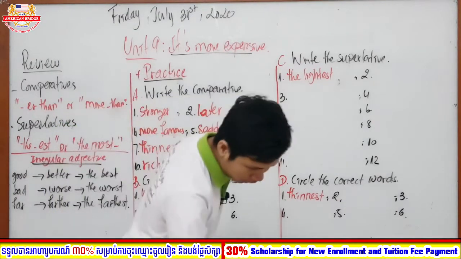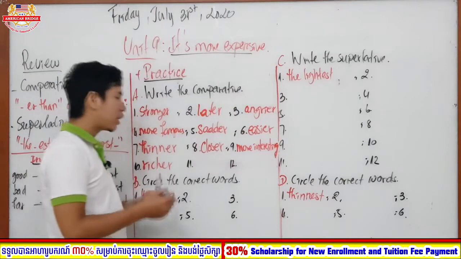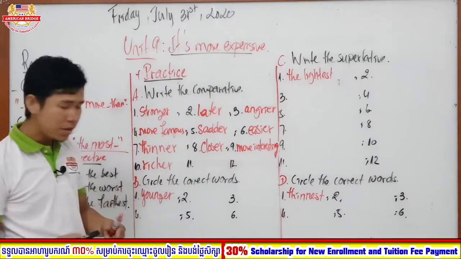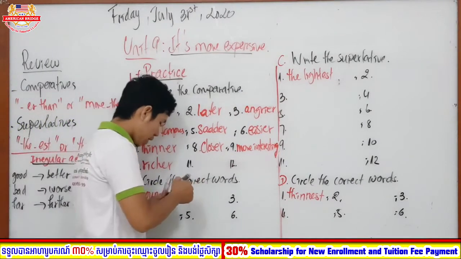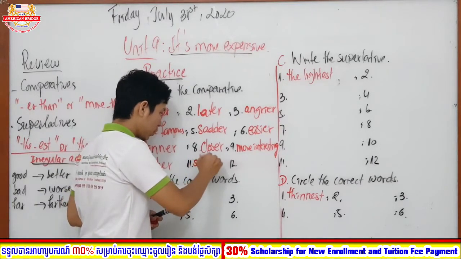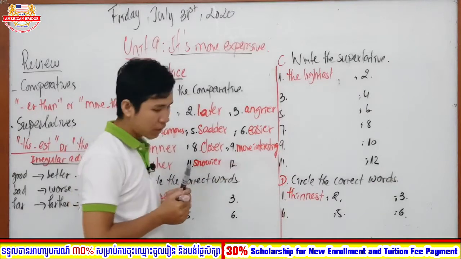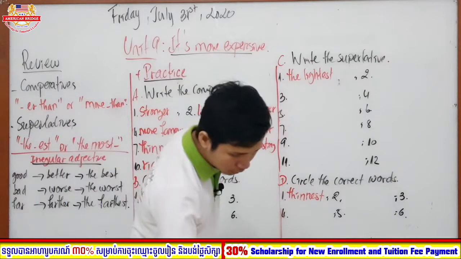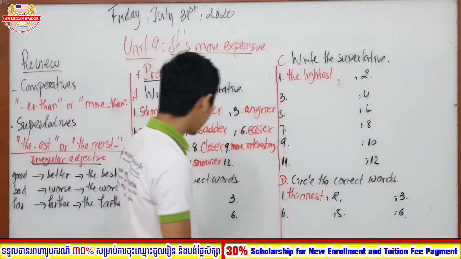So let's move to number 11. What is it? Number 11 is "snowy", right? So "snowy" we're going to change to be comparative, ending in Y. So we have to change Y to I. So this one is going to be "snowier". Okay, change Y to I. Okay, so let's move to number 12. So number 12, what is "difficult", right? So "difficult", what is it?